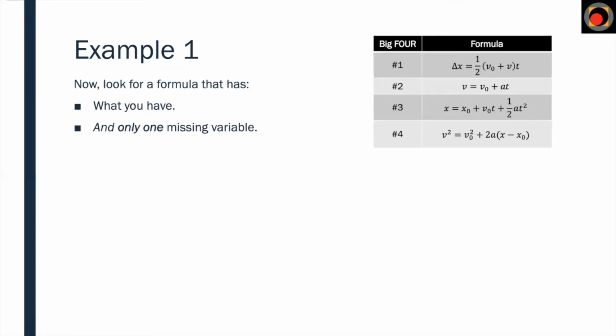Okay, so here are the big fours. Let's see number one. Number one, we're looking for acceleration right now. So it should have everything we have and what we're looking for. If we're looking for acceleration, look, formula number one doesn't have A, so it won't work. Okay, we need to find another one.